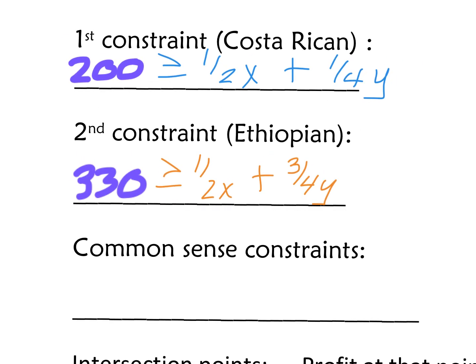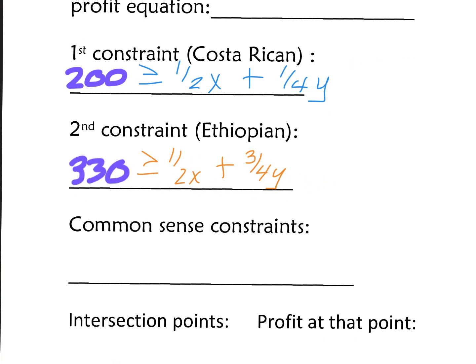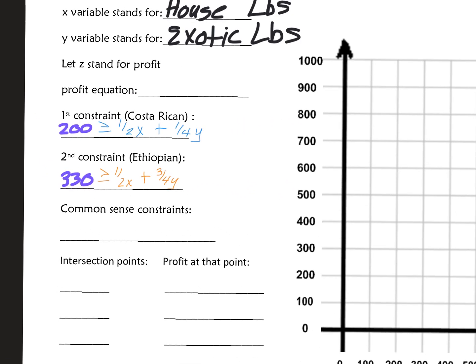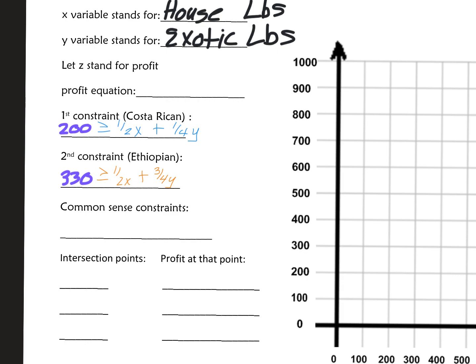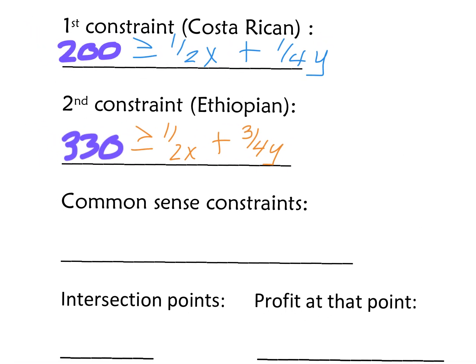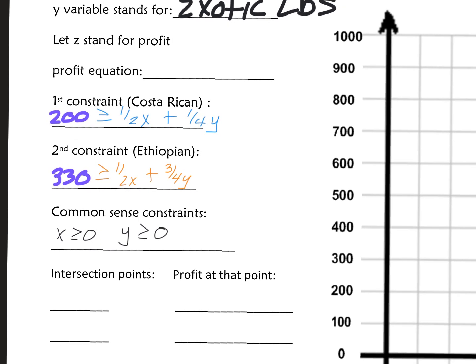Okay, there's also something in real life situations that we call common sense constraints. And typically it involves 0, 0. What that means is just that you can't have negative beans, right? So it just means that your X value has to be greater than or equal to 0. Your Y value has to be greater than or equal to 0, because we are trying to figure out the number of beans and you can't have negative beans. So that's why it's typically called a common sense constraint.